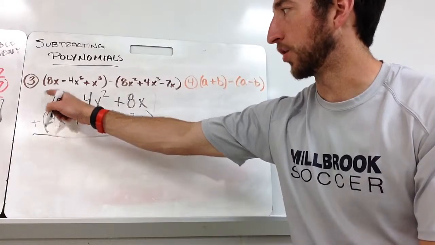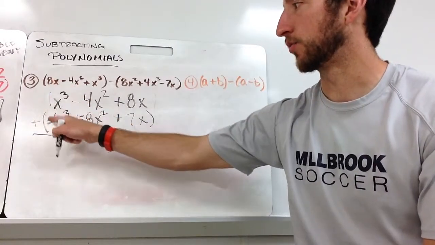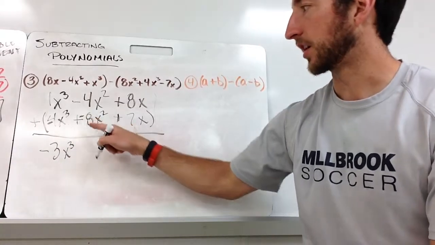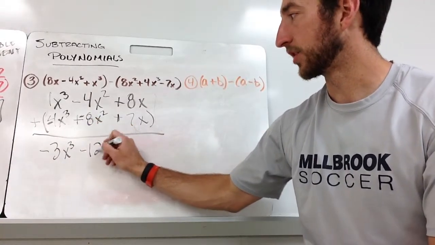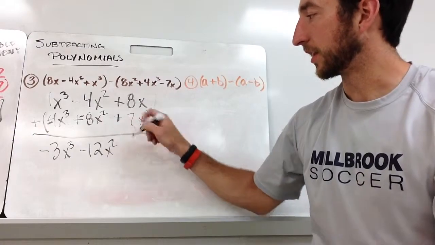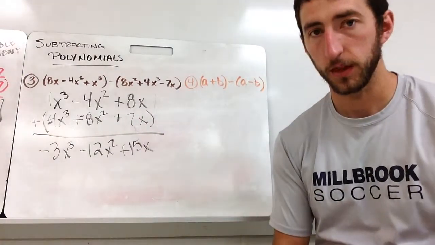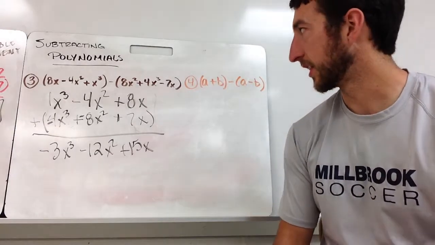So now I've got 1. It's implied that that's a 1 out there. So 1 minus 4, negative 3x cubed. Negative 4 minus 8, that's negative 12x squared. And then I'm adding those, so plus 15x. So that's how we would subtract that.